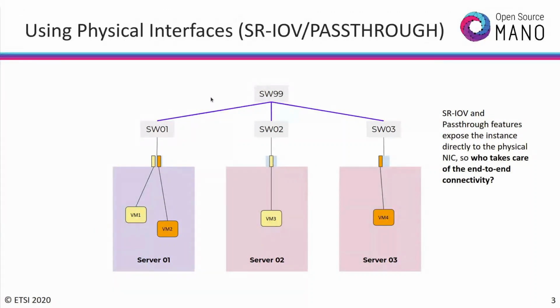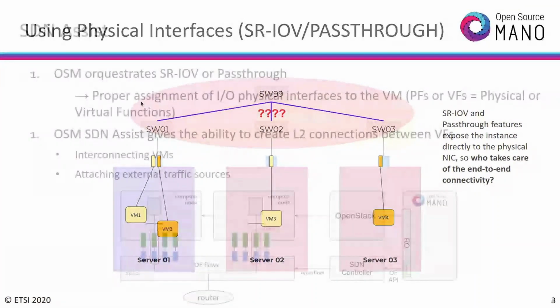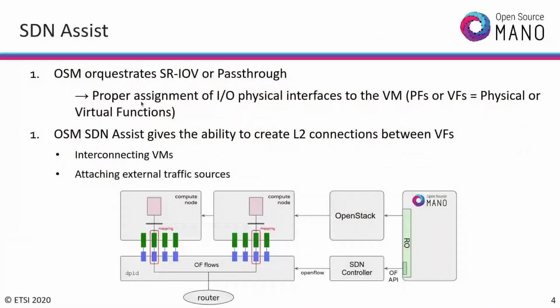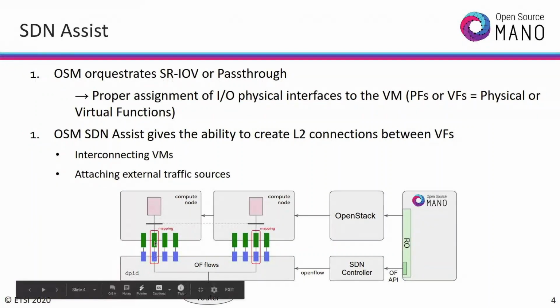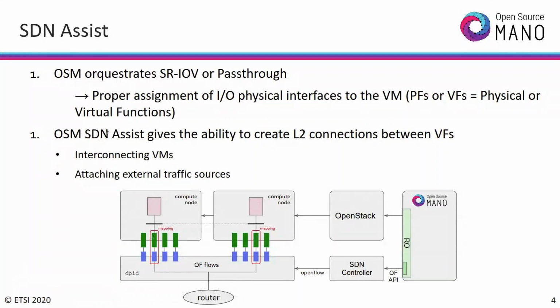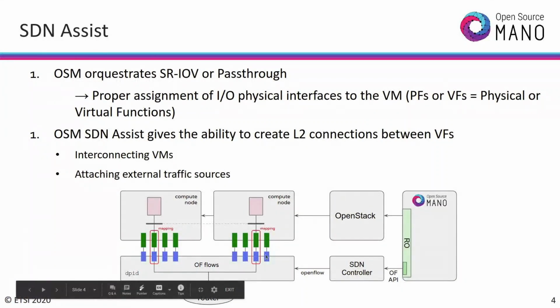So who takes care of the end-to-end connectivity? That's where SDN Assist comes in. SDN Assist orchestrates SR-IOV or pass-through, and after OSM has orchestrated SR-IOV or pass-through connections, SDN Assist gives the ability to create these layer 2 connections between the virtual functions that were assigned.